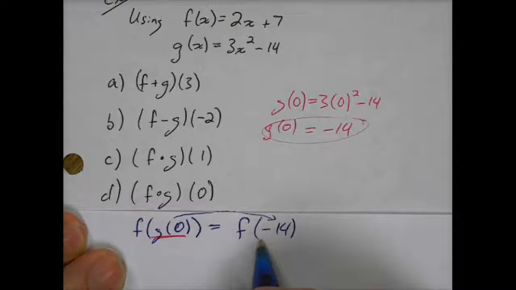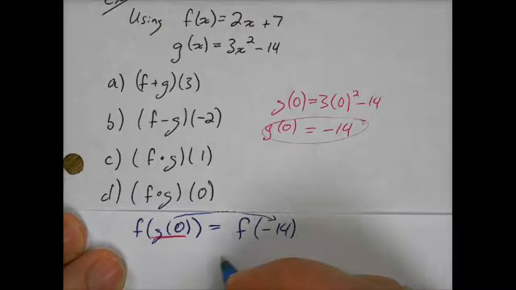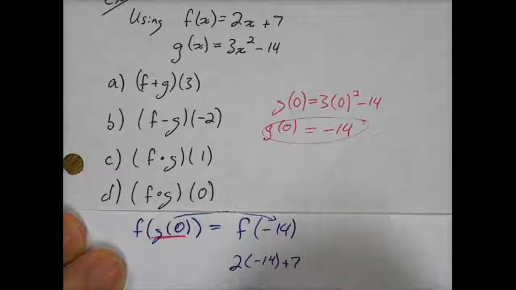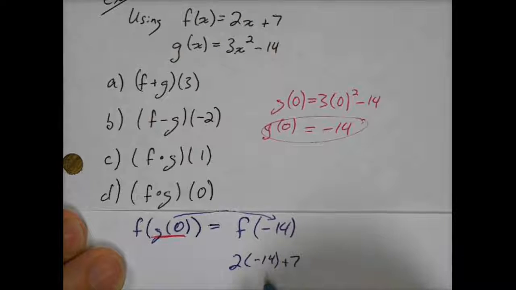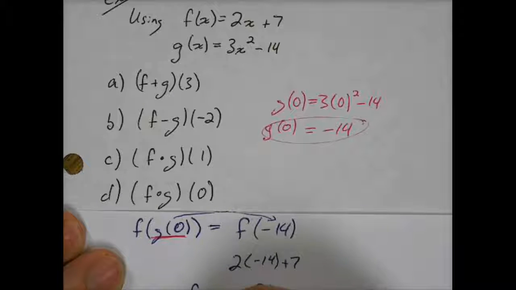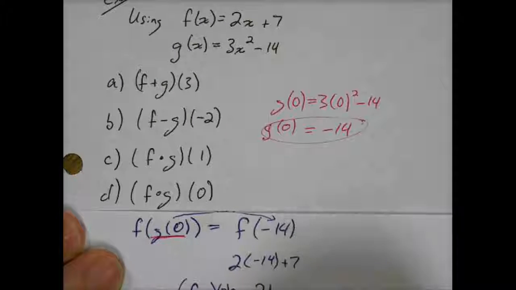So then, all you have to do, f of negative 14, so just take your negative 14, substitute it into your f function just like we know. So 2 times negative 14 plus 7. 2 times negative 14 is negative 28, plus 7 is negative 21. So f of g of 0 is negative 21.